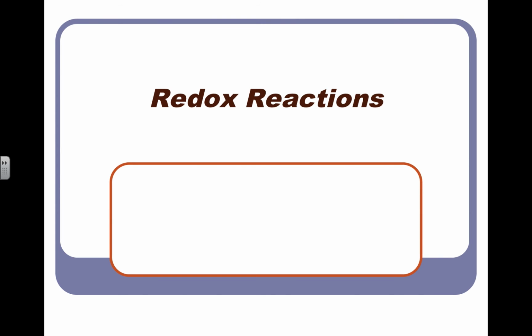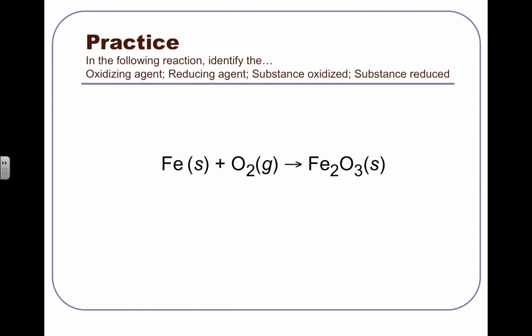So let's try a couple examples. These are in your notes. We are asked to identify the oxidizing agent, reducing agent, substance oxidized, and substance reduced. Your first step in any of these is to assign oxidation numbers. So take a minute and do that, and then restart the video. Okay, hopefully you got these numbers. Then we look for change.